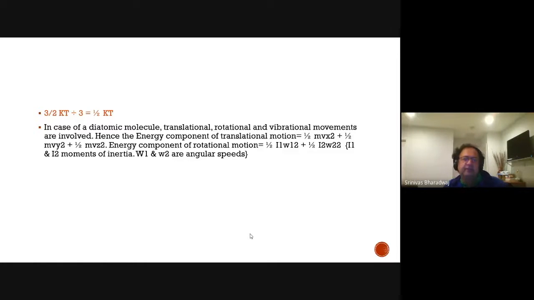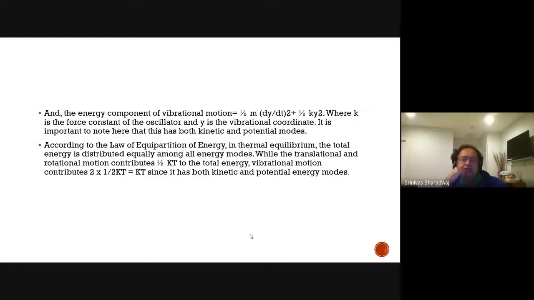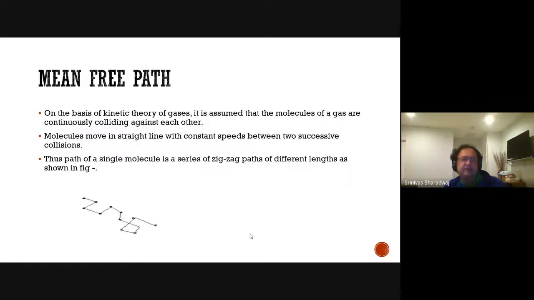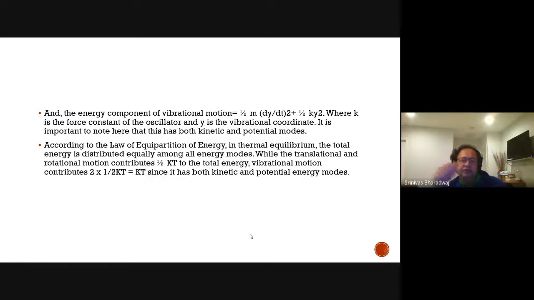This is what he's saying. And omega 1 and omega 2 are the angular velocities. The energy component of vibrational motion is also included, right? And as a result, according to the law of equipartition, the total energy is shared among all the energy modes. While translation and rotation contribute half kT, the vibrational energy contributes 2 times half kT, that is 1 kT, since it has both kinetic and potential energy modes. So you have the 3 modes plus 2 additional modes, right?